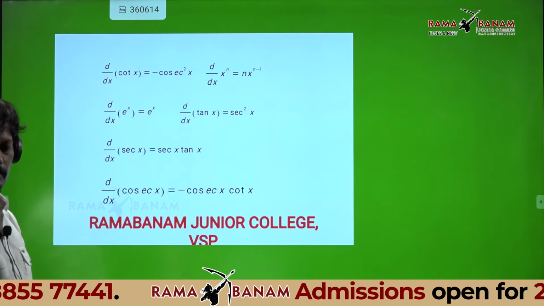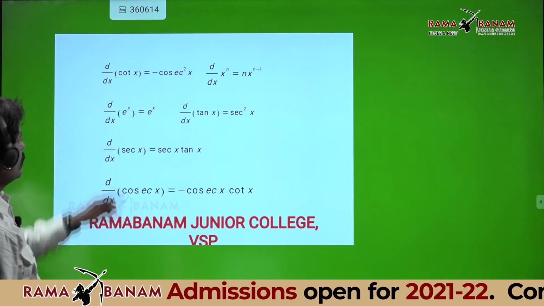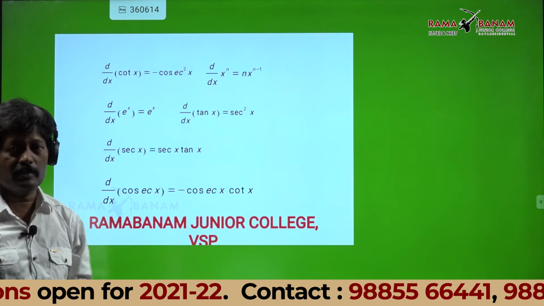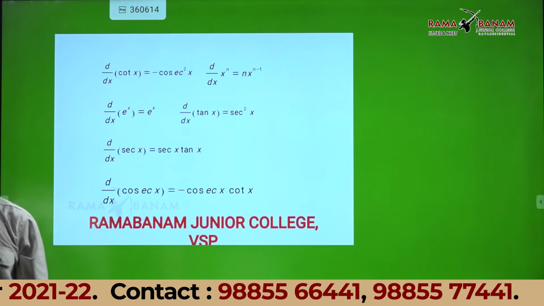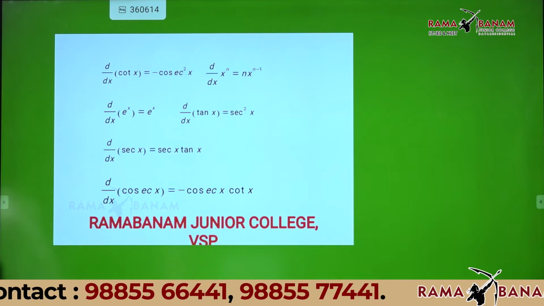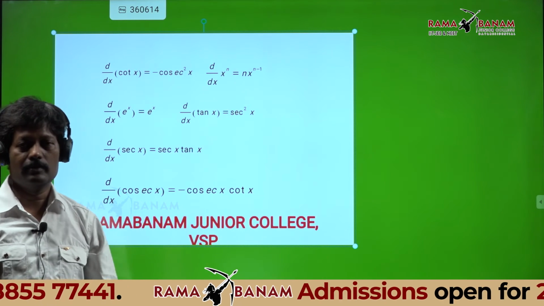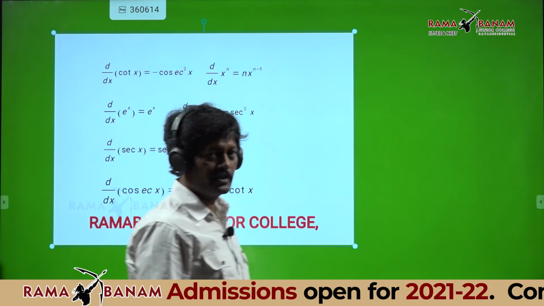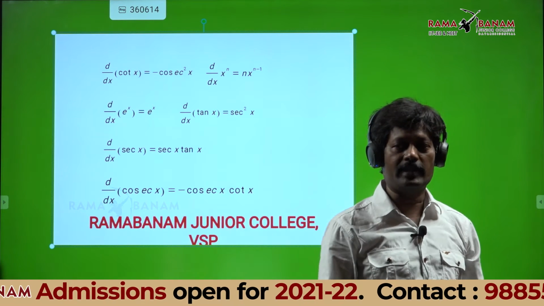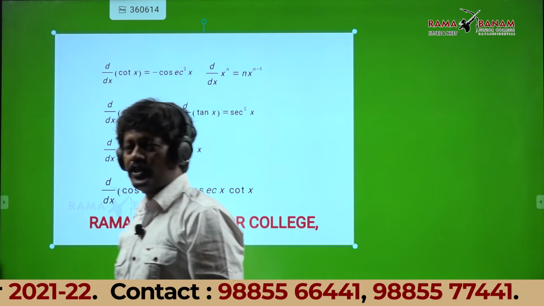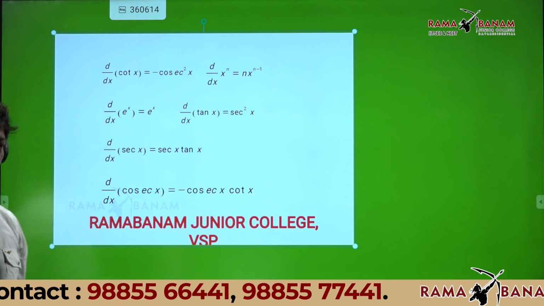Have you written down that? Yes, sir. 1, 2, 3, 4, 5, 6. 6 formula are there in the slide. Check there. 6 formula are there. D by dx of x power n is very, very important. In physics, most of the time we will be using d by dx of x power n. So derivative of x power n is n x power n minus 1.